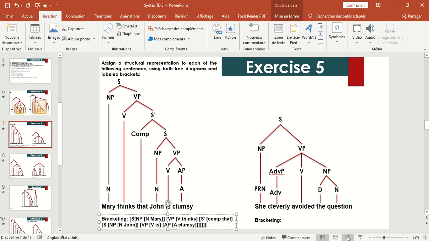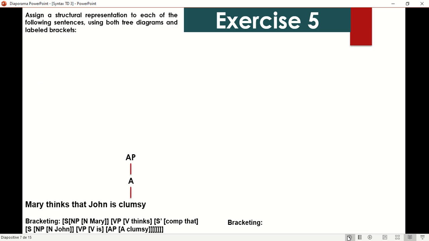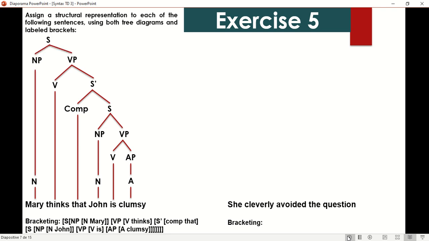Now let's move to the second sentence, which is She cleverly avoided the question. Here it's much simpler. So we have she, a noun phrase, the rest is a verb phrase. Sometimes the adverb can come before the verb, but it is still part of the verb phrase since it modifies the verb. So cleverly is an adverbial phrase.